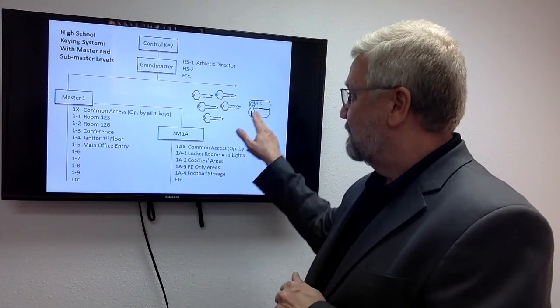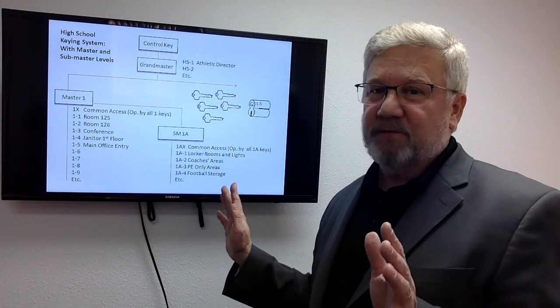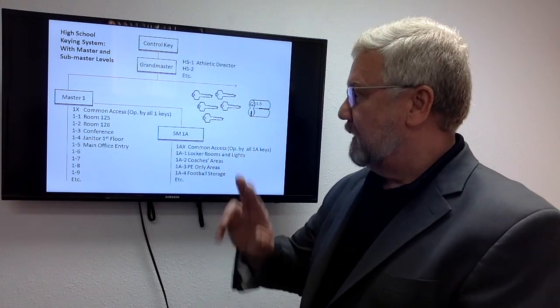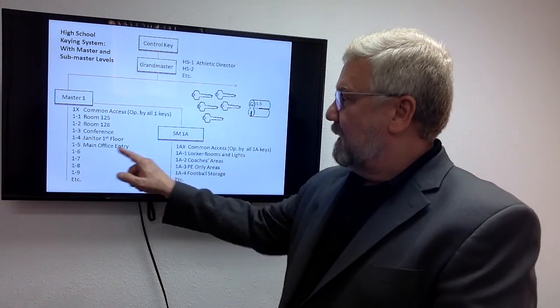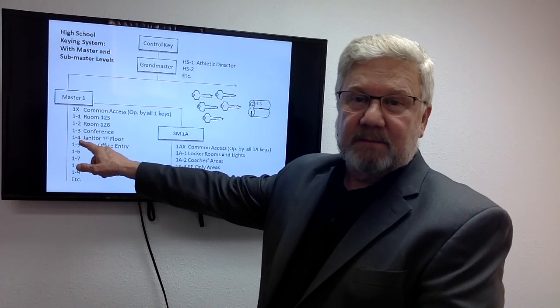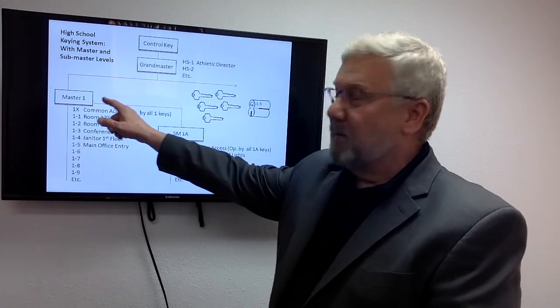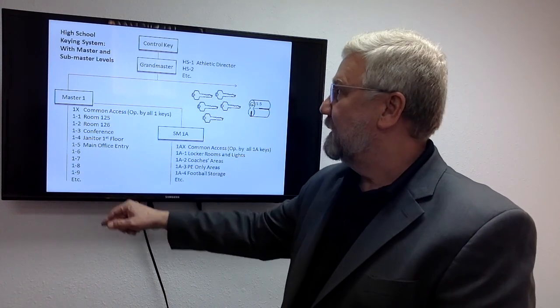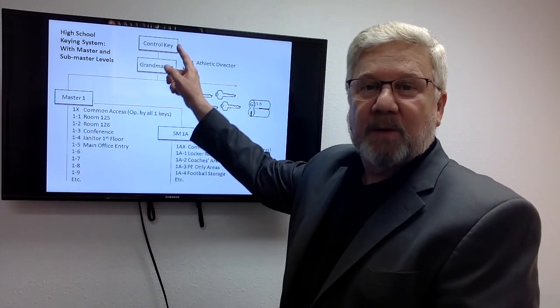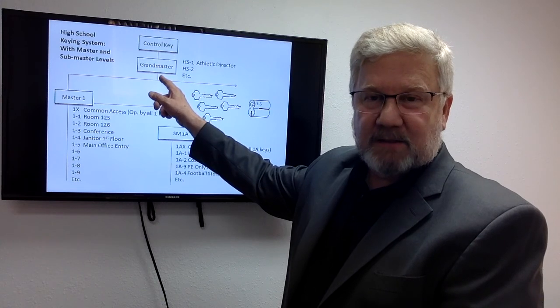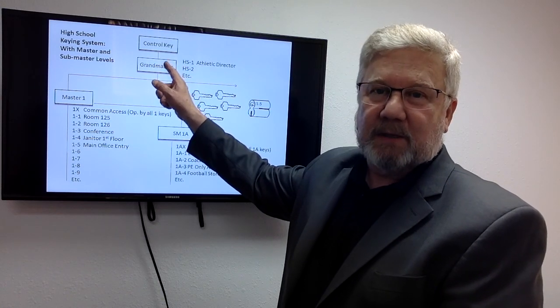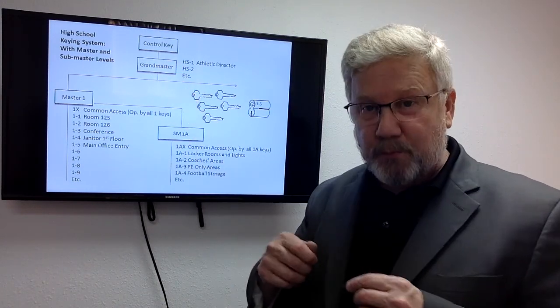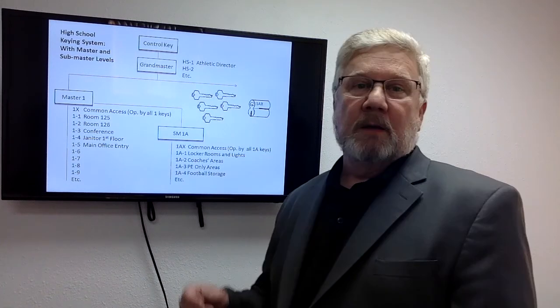First of all, there's no X on the core, so nothing goofy is going on here. The only keys that should work in it are the 1-5 key, the master 1, because it begins with the 1, grandpa and grandma, the grandmaster key, the GM key, and the control key, the C key, should pull those cores.